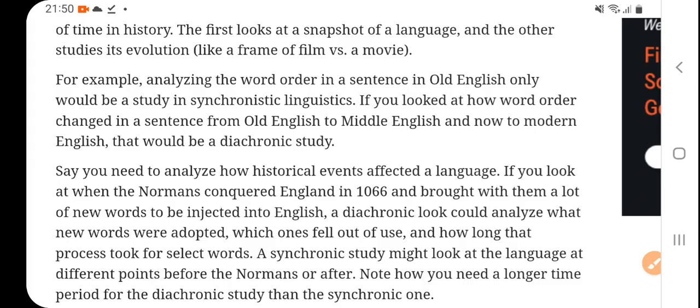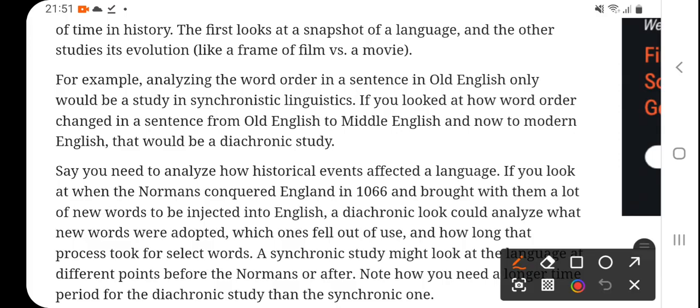versus a movie, right? So when we see a frame of film, that is the study of synchronic linguistics, and when we watch the whole movie, from beginning to end, that's the study of diachronic linguistics. Very good example, right? So you can remember this example for synchronic and diachronic.